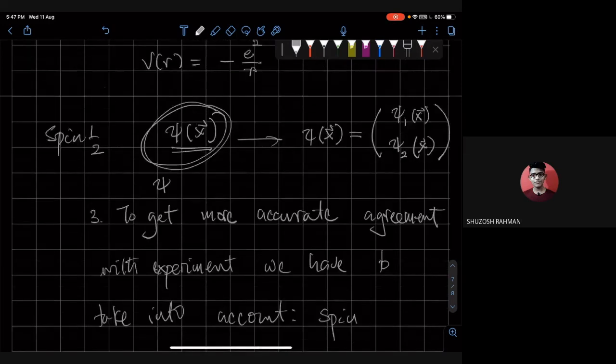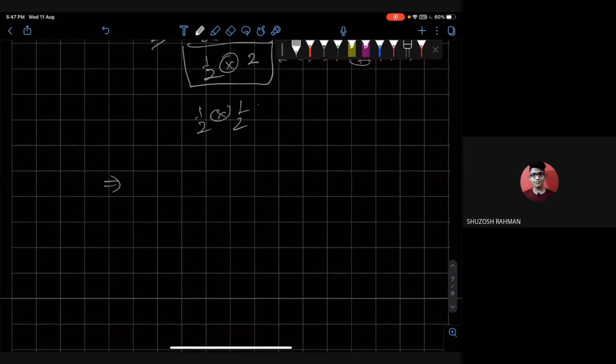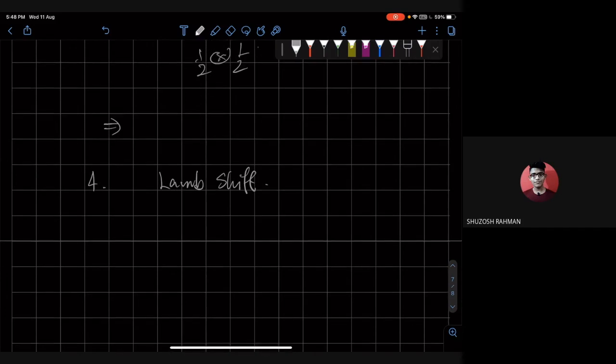And it turns out all of this is not enough. Even then, there are these subtle discrepancies from experiment, and there is a very slight shift in some of the energy levels known as the Lamb shift. And to explain the Lamb shift, quantum mechanics is not enough.